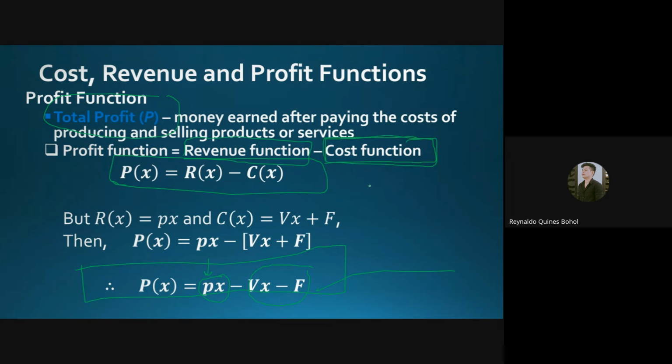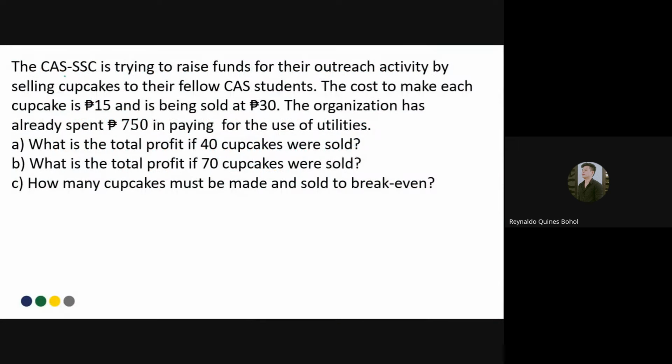Example tayo para mas maintindihan natin. The CAS SSC is trying to raise funds for their outreach activity by selling cupcakes to their fellow CAS students. Then the cost to make each cupcake is 50 pesos. Magkano ulit ang presyo ng isang cupcake?